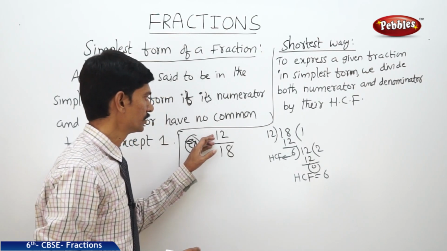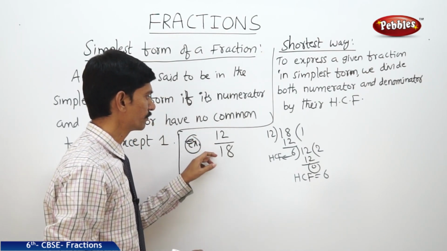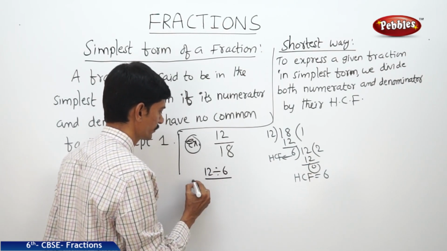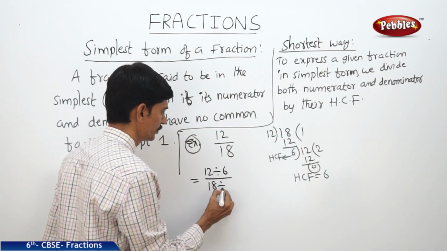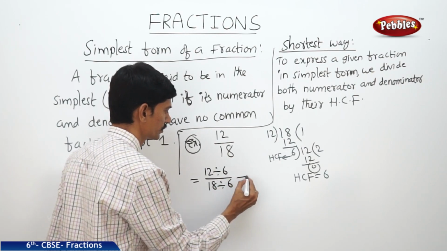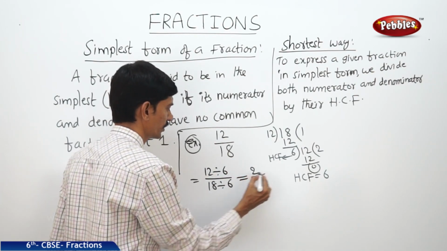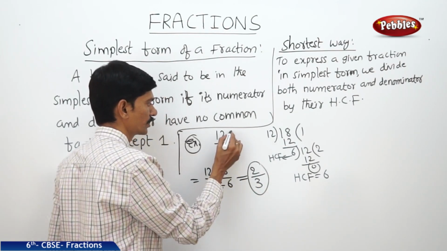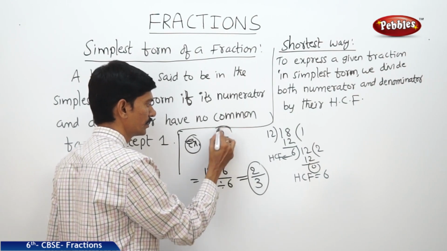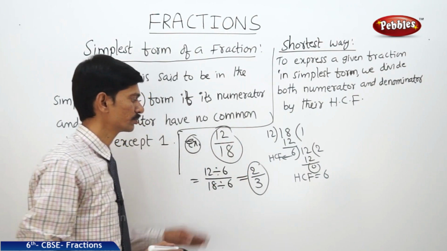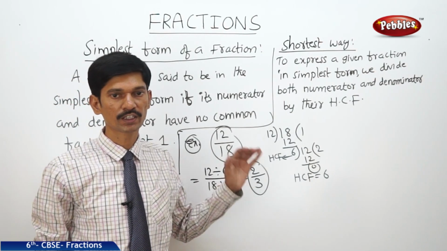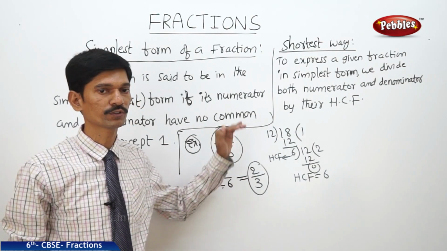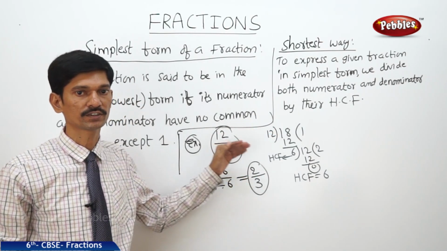Now we will divide both the numerator and denominator by 6. So 12 divided by 6 over 18 divided by 6. Then we get 12 by 6 is 2 and 18 by 6 is 3. Now it is in the simplest form. So if you express 12 by 18 in the simplest form, we get 2 by 3. To express a given fraction in the simplest or lowest form, we have to divide both the numerator and denominator by their HCF.